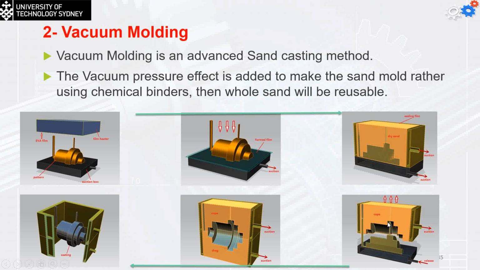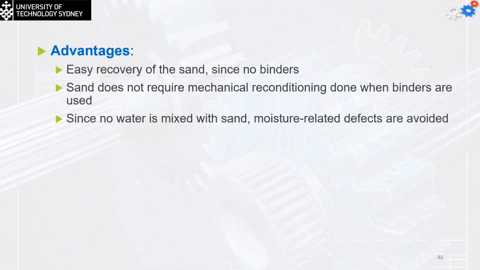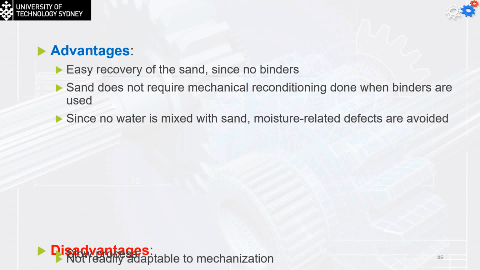So the vacuum pressure is used to make the sand mold rather than using chemical binders. Then the whole sand can simply be reused for the next step. The advantage is we're going to have an easy recovery of the sand since there are no binders, and also the sand does not require the mechanical reconditioning done when binders are used. Since no water is mixed with the sand, moisture-related defects are avoided.